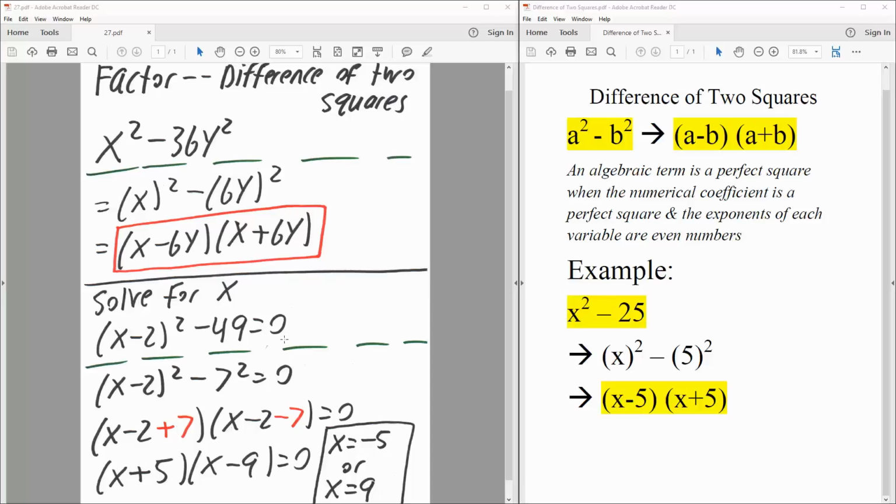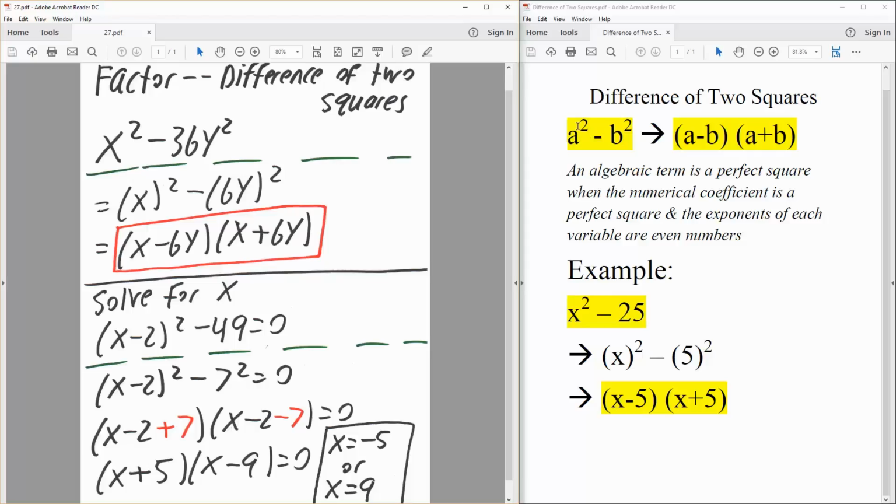In this video, we will factor using the method of difference of two squares for two problems. This will be the first problem where we simply just factor it, and this will be the second problem where we actually solve for x. But before we get to answer these two questions, let's look at what is the difference of two squares.